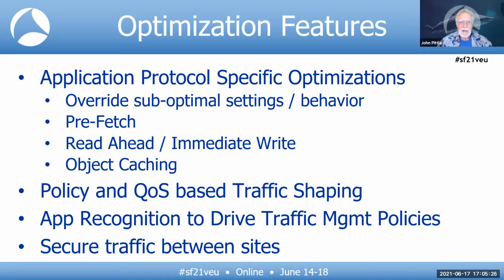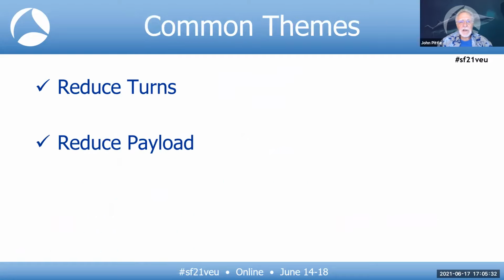In a nutshell, because we don't have time to go into all of these in this session, there are some common themes to all of those optimizations. And those themes are, guess what? Reducing turns, reducing payload. Remember, if we can reduce turns, we can improve performance. So ultimately, if we do those things, we can reduce user pain, which is really the mission, reduce user pain.